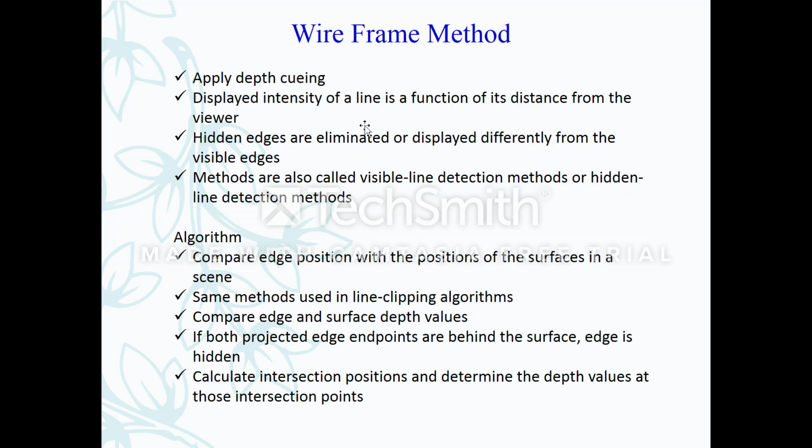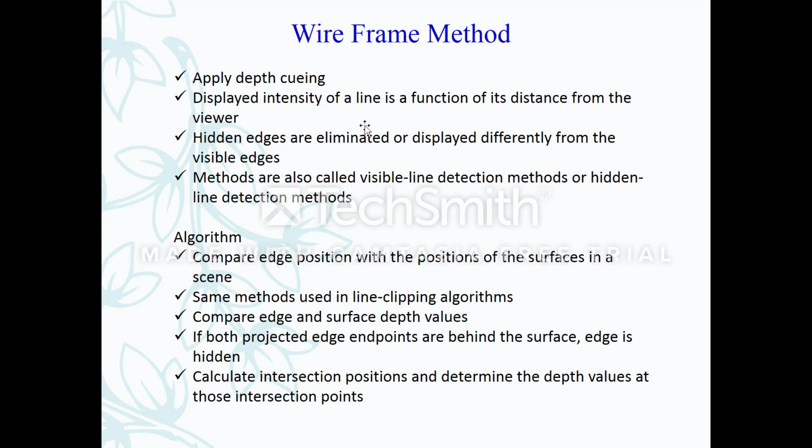Next is the wireframe method. In the wireframe method, the first thing is to apply depth queuing as an initial processing. Displayed intensity of a line is a function of its distance from the viewer. Hidden edges are eliminated or displayed differently from the visible edges. These methods are also called visible line detection methods or hidden line detection methods.